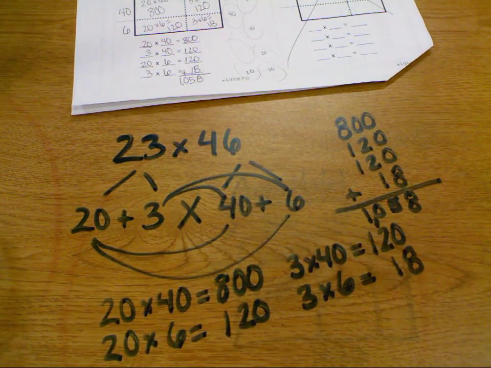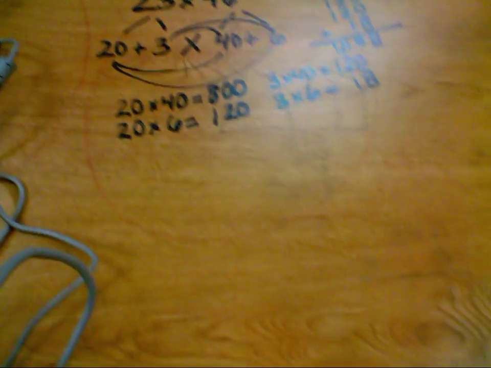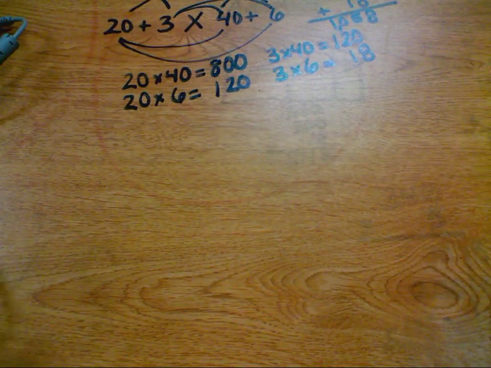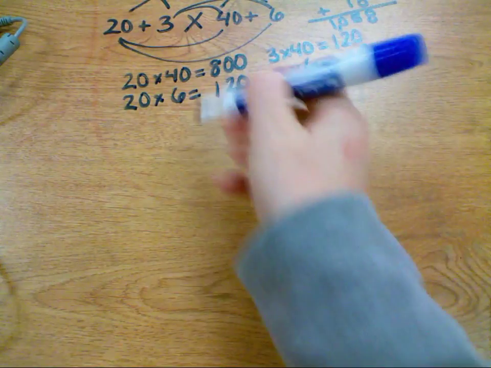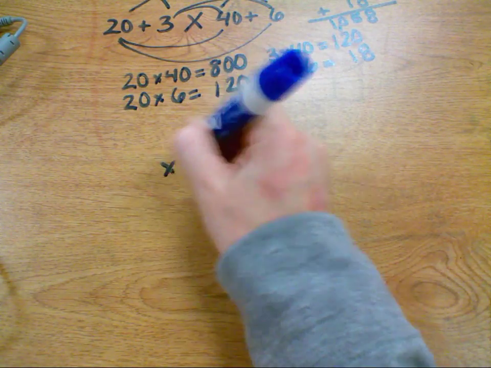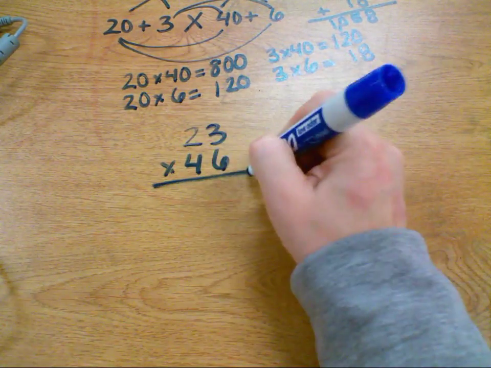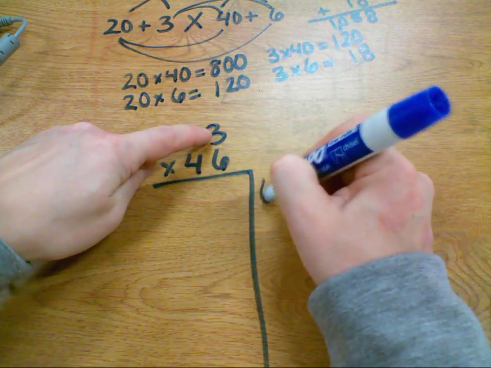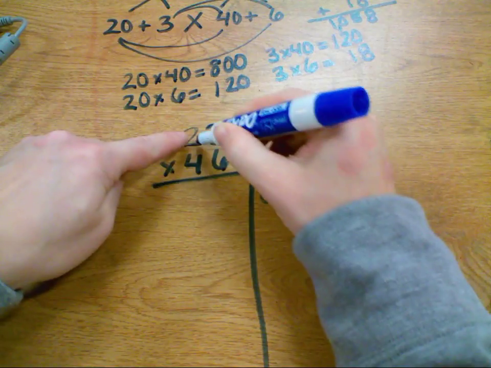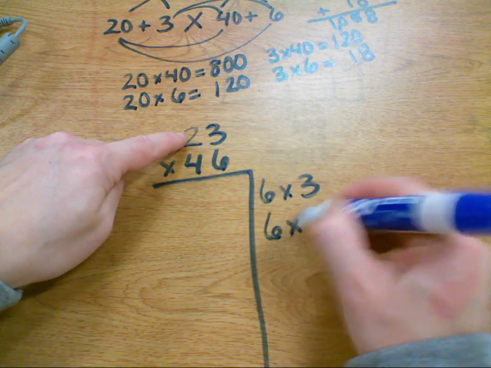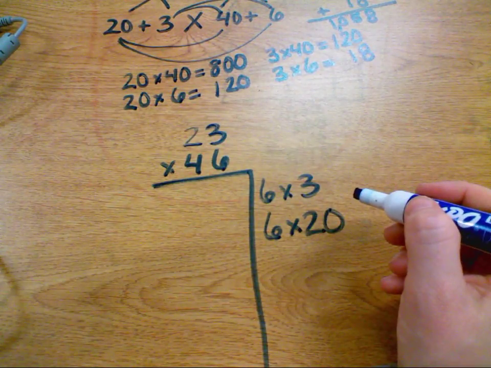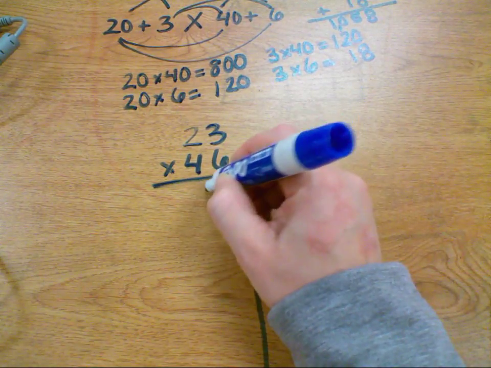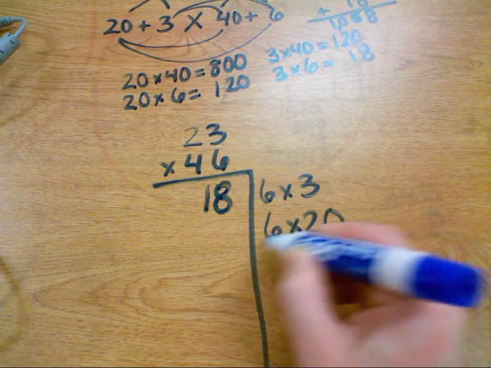The other way to do it is by doing partial products. So we have 23 times 46. We're going to do piece by piece. We're going to do 6 times 3 and 6 times 20. 6 times 3 equals 18. 6 times 20 equals 120.